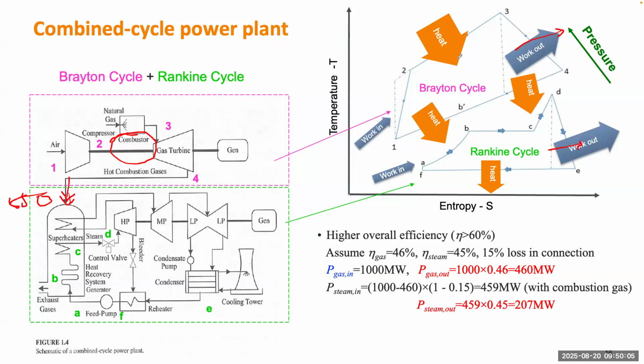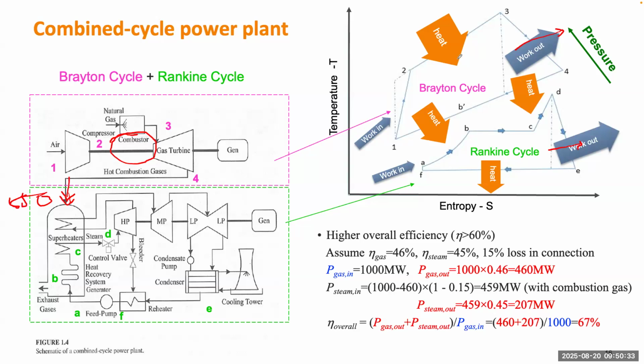And this value multiplied by 45%, so the second cycle will generate slightly over 200 megawatt. So in total, we have power generated 460 plus 207 megawatt divided by 1,000, we have 67%. So using the combined cycle, we can easily increase the efficiency to about 50%.